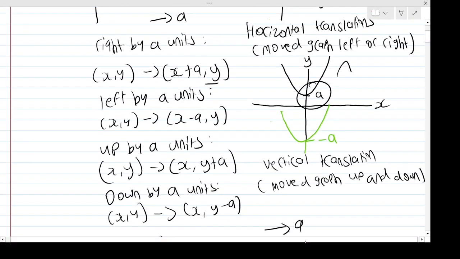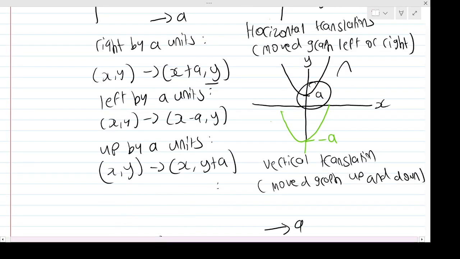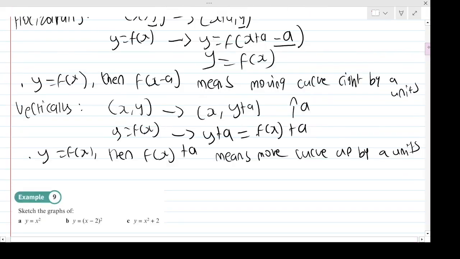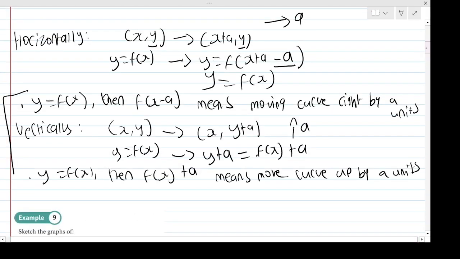Let me get rid of this now. By the way, these two statements here apply to left and right as well, except you just have to flip the negatives. So if we wanted to move to the left, we would have f of x plus a instead, because then that would move minus a units to the right, which means a units to the left. But we'll see that in action in a minute.